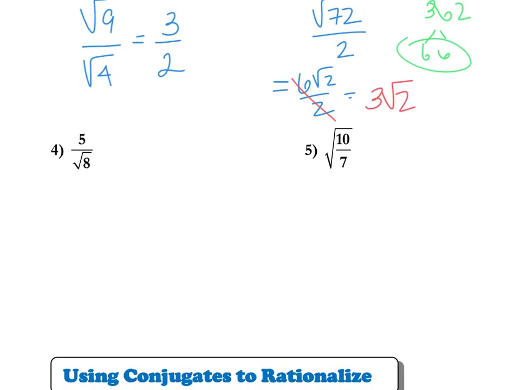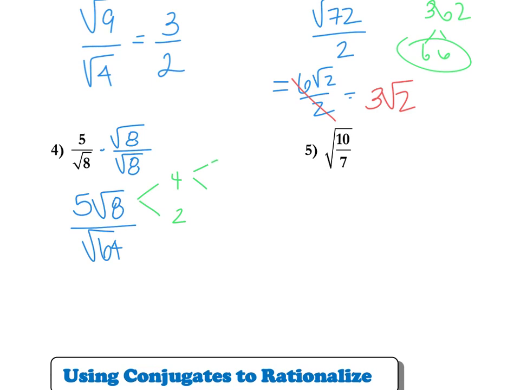So root 8, some of you might recognize that that actually can simplify right away. If you don't, that's fine. Just multiply by root 8 over root 8. So 5 root 8 over root 64. Now, hopefully you do notice that if you didn't simplify this first, this is 4 and 2, 2 and 2. So I can actually simplify that, box my leftovers. So that's 10 root 2 over 8.